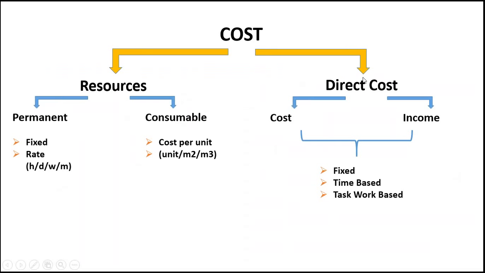And the second way is the direct cost. It can be a cost or an income. And we have three types of modeling. It can be fixed, time-based, or task work-based. So what does that mean? A fixed cost is not affected by time, so we are all the time paying the same amount of money.